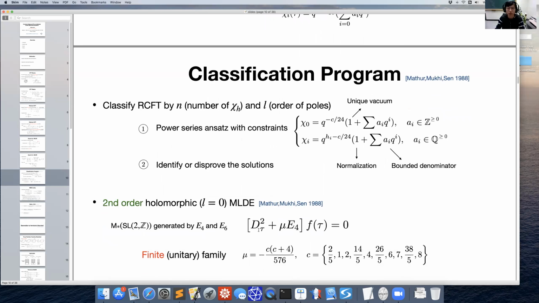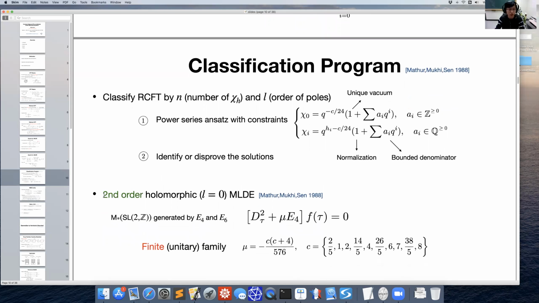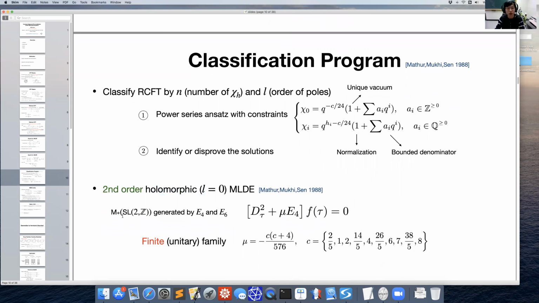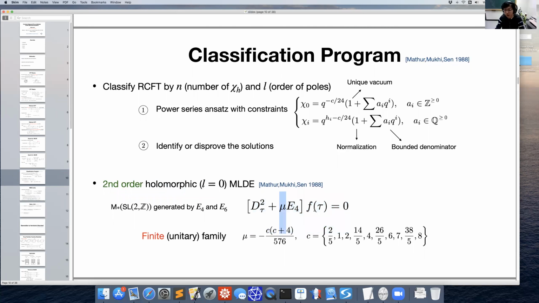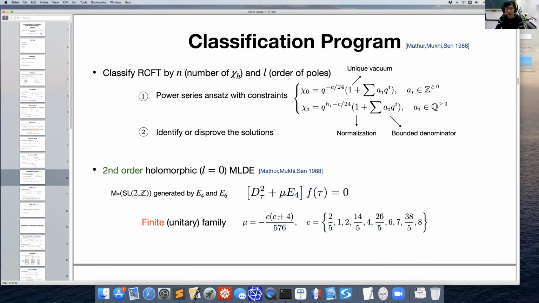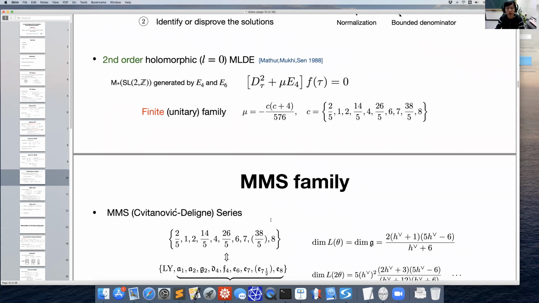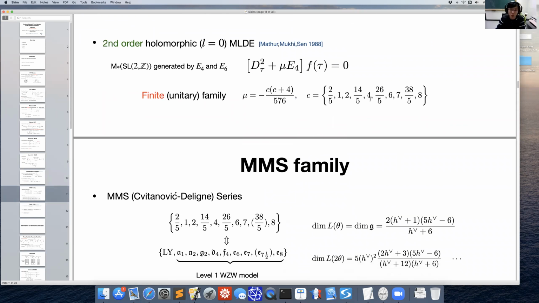In the same paper, they look at the second order holomorphic MLDEs where L equals 0. Recall that the modular forms of SL2Z are generated by E4 and E6. So for second order, this is the most general form we can write down. Already this mu can be determined in terms of the central charge in this way. What's surprising is that they found there's only a finite family of solutions by imposing the following constraints. This family is known as the MMS family, so let me explain what they are.